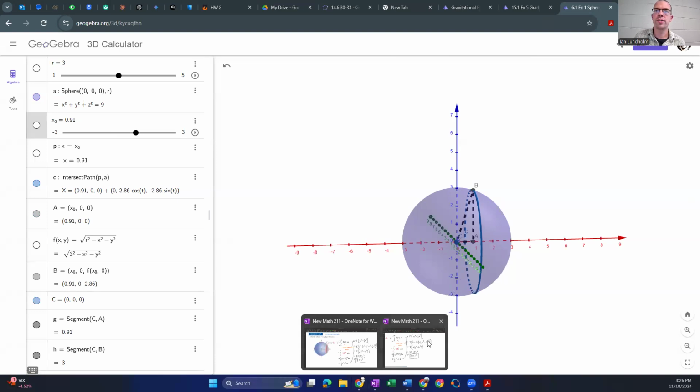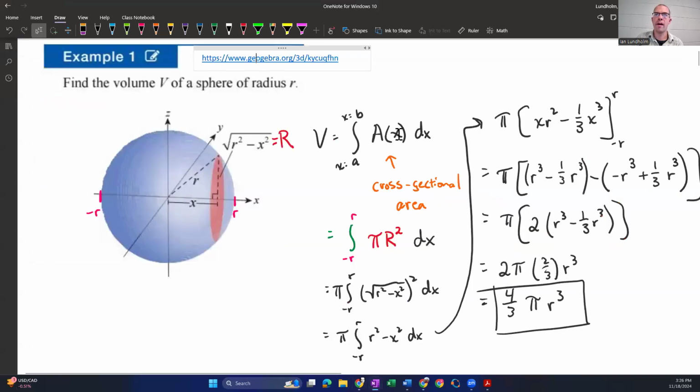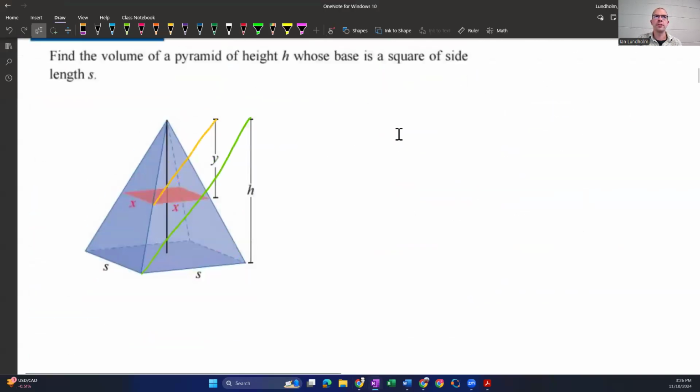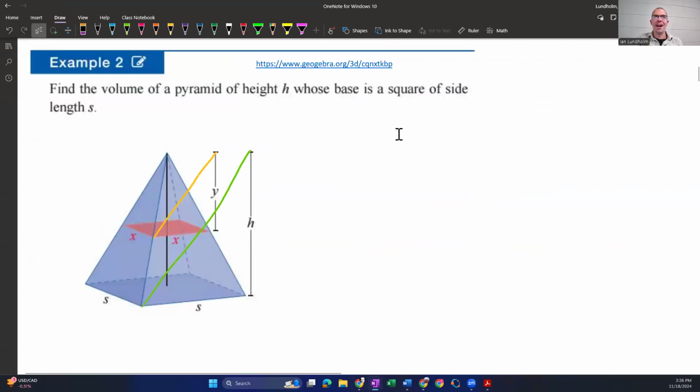All right, so let's go back here. Moving on to the next one. Here we've got a pyramid of height h, whose base is a square of side length s. And I just drew this. I was practicing this one earlier. This is the diagram that they gave us in the book. Find the volume of a pyramid of height h. Gotcha.